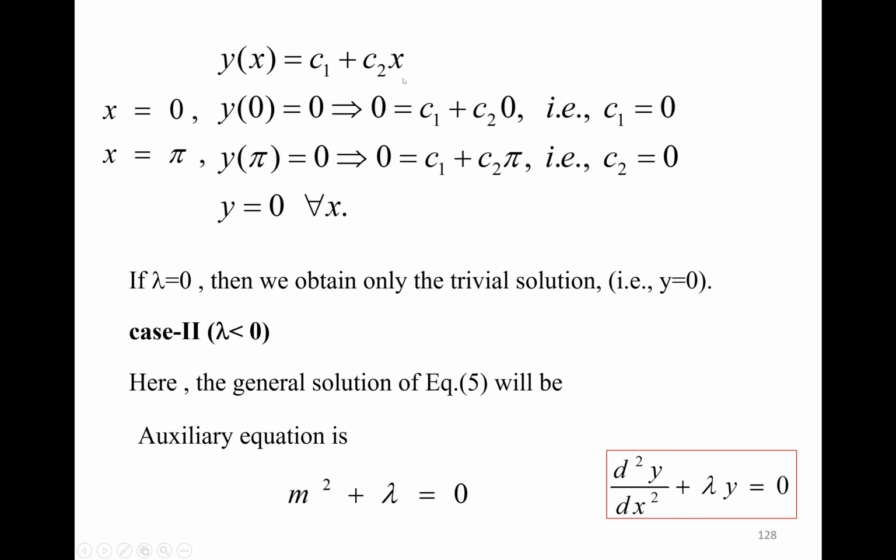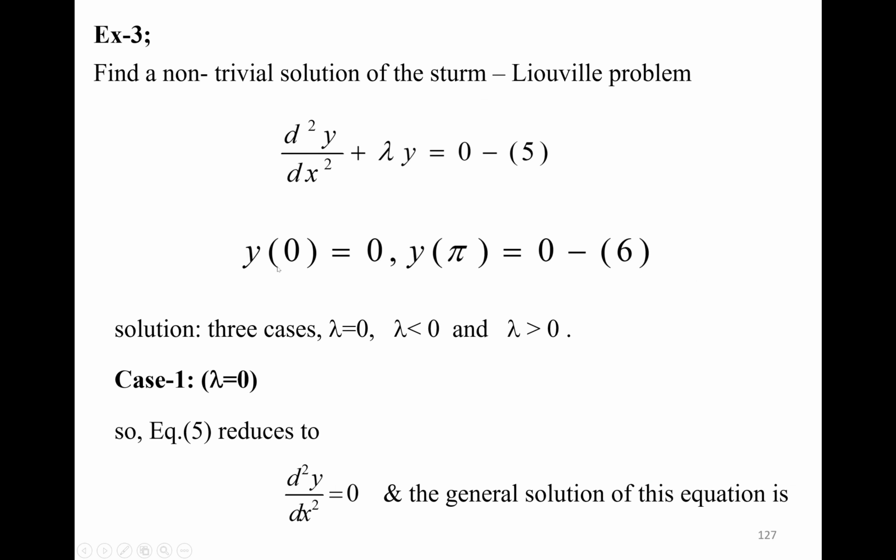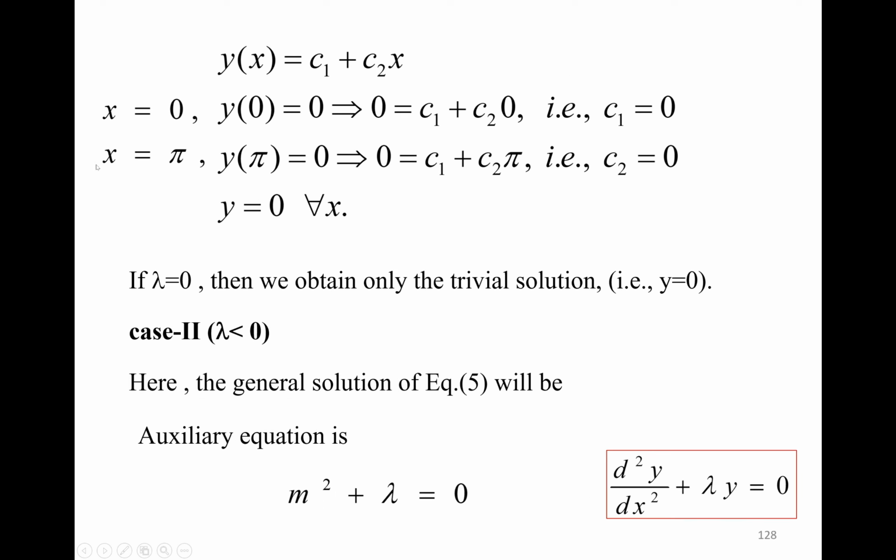Now substitute the boundary conditions. What are the boundary conditions? Here it is given as y of 0 equals 0, y of pi equals 0 according to equation 6. So x equals 0 and x equals pi. Substituting x equal to 0, we have y of 0 equals 0, which is equal to c1 plus c2 times 0. It clearly says that c1 equals 0, because c2 multiplied by 0 gives 0.